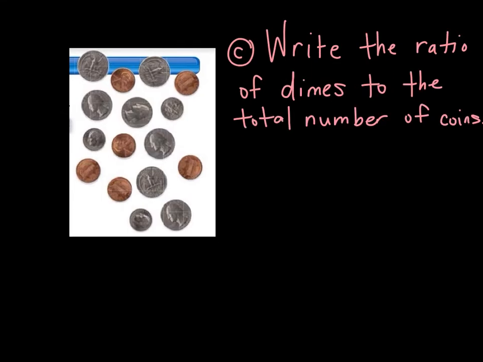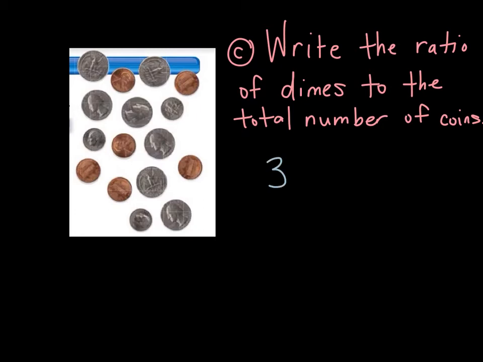For letter C, it asks us to write the ratio of dimes to the total number of coins. And remember, in our key idea, one of the things we said that you could do for ratios is a part to whole comparison, and this would be a good example of this because we're taking just the part of the number of coins, which are the dimes, and comparing it to the total number or whole number of coins. So we'd already counted dimes, so we can see there are 3 dimes.